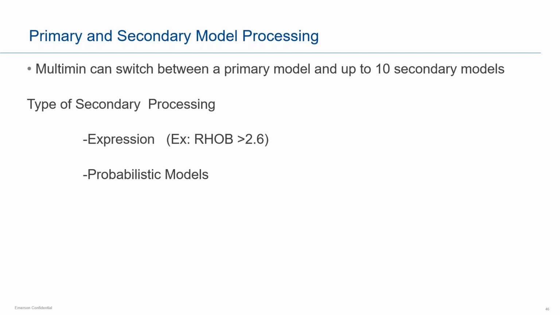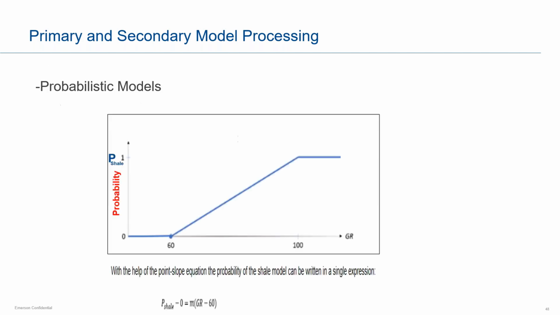What the probabilistic model, which is incorporated in Geolog 19, lets us do is mix the models. For example, in this cartoon, the x-axis is the gamma ray, and the y-axis is the probability of shale. Below 60 gamma ray, I want to run model one, let's call it the sand model, and above 100 gamma ray, I need to run the shale model. But between 60 and 100, I need to mix the models.